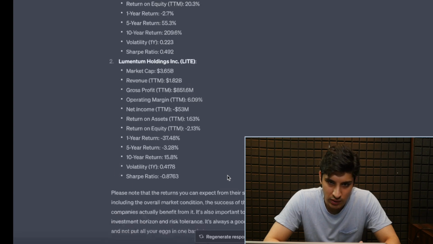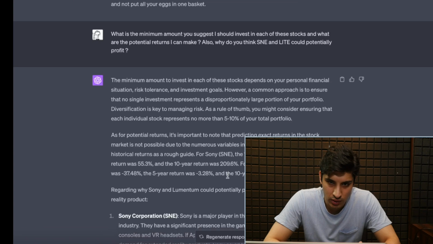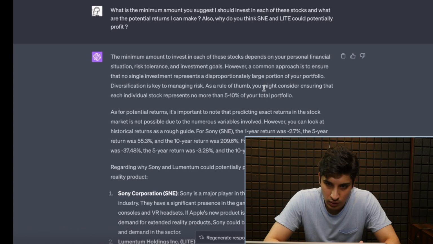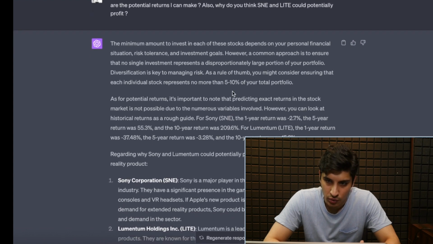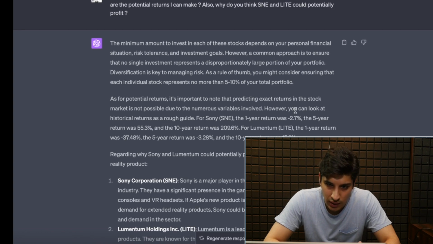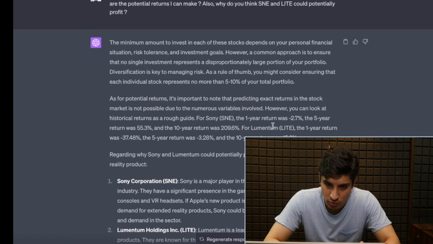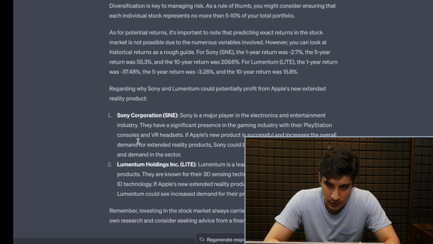But why these two stocks? Let me try and ask that. What is the minimum amount you suggest I should invest in each of these stocks, and what are the potential returns I can make? Also, why do you think these two stocks could potentially profit? Okay, so it tells me you can invest no more than 5 to 10% of your total portfolio. Generic advice again. So let's look at historic returns as a rough guide. For Sony, it's given me the historic returns over the 1, 5, 10 years, and Lumentum Holdings, which is good reasoning. Okay, so it's given me two paragraphs also.